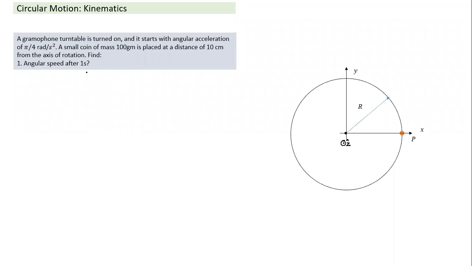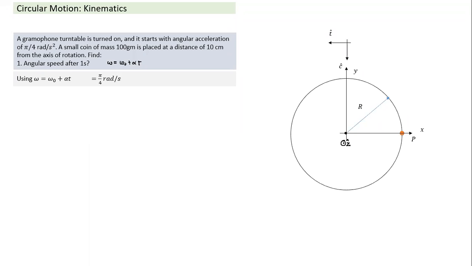So what is the angular speed after 1 second? It starts with zero angular velocity. Very simple, it is based on omega is equal to omega naught plus alpha t. After 1 second, the angular velocity will be equal to alpha t, which is pi by 4 radian per second. We multiply by the time value, so the time part is gone. Okay, so let's continue here.